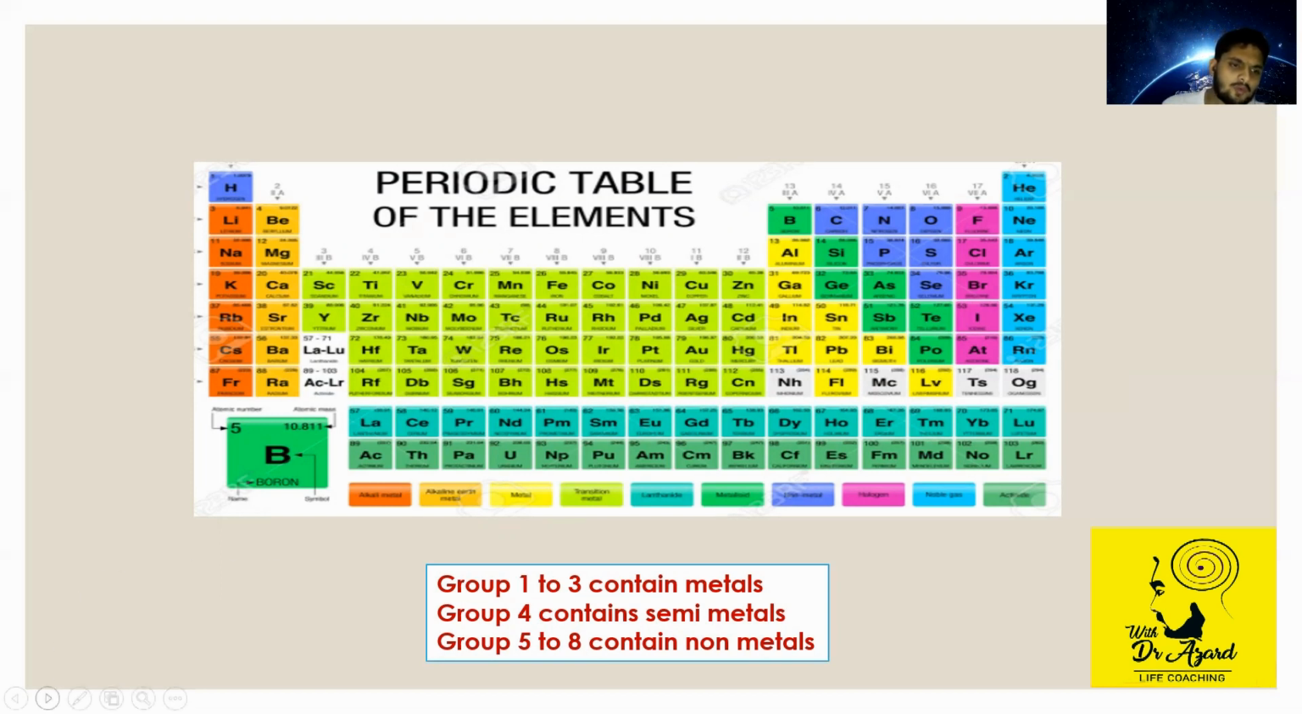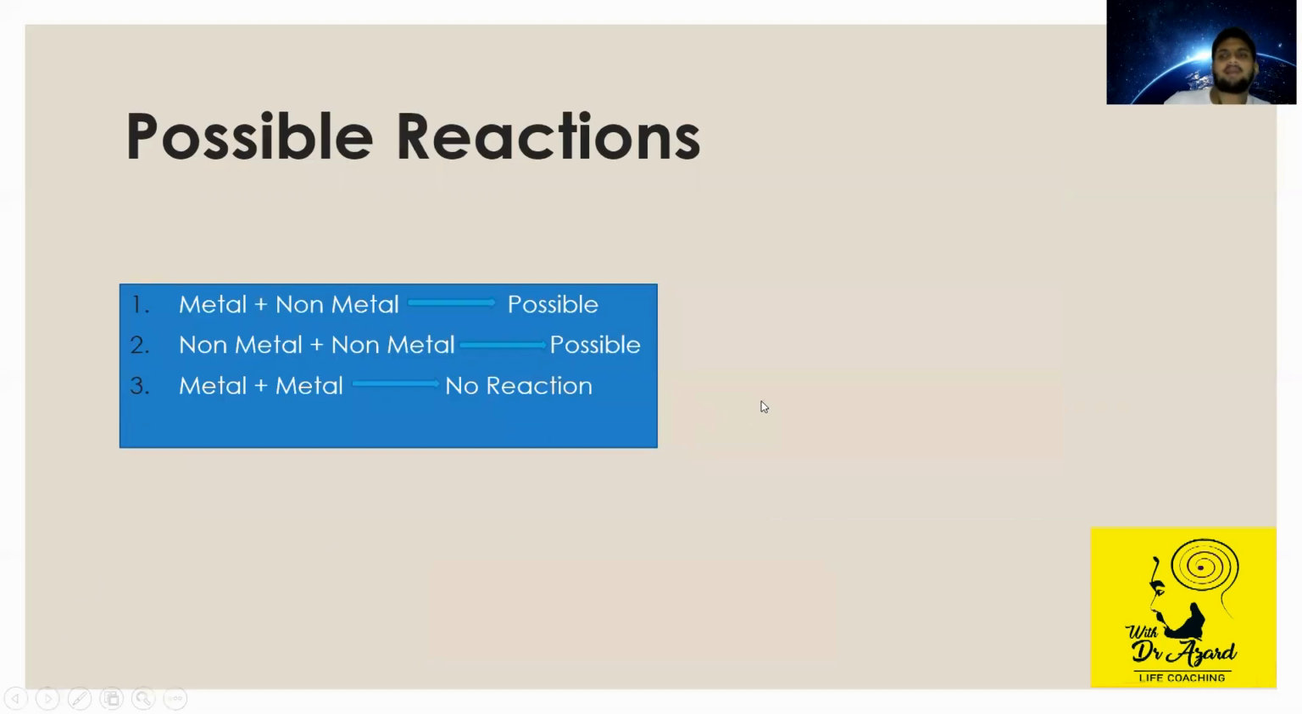So now you will understand why we learned about these metals and non-metals. Now in chemistry, there are possible reactions and there are impossible reactions. So for example, if someone wants to react a metal, that means an element from group 1 to 3, with a non-metal, which is an element from groups 5 to 8, he's capable of reacting them and obtaining the desired product.